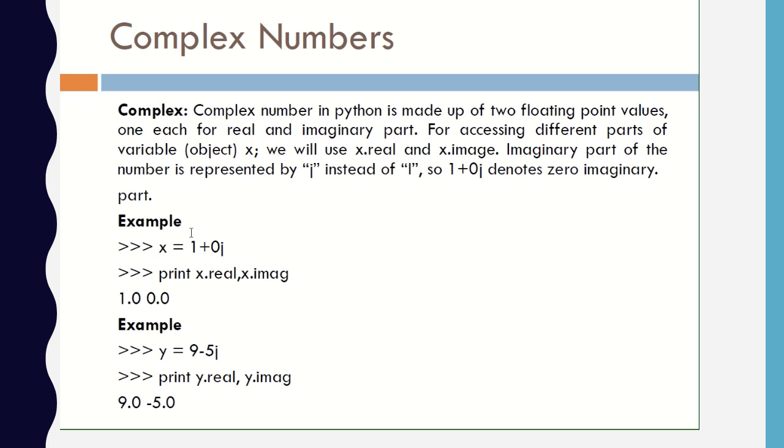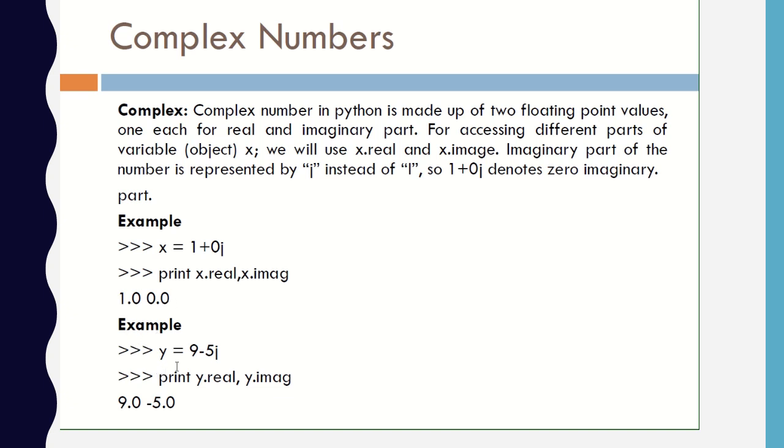Like see, x is equal to 1 plus 0j. Print x.real, comma, print x.imag. So we get 1.0, comma, 0.0. Real value will be 1.0, because the number is 1 plus imaginary 0. Next, the imaginary 0.0 will be displayed.